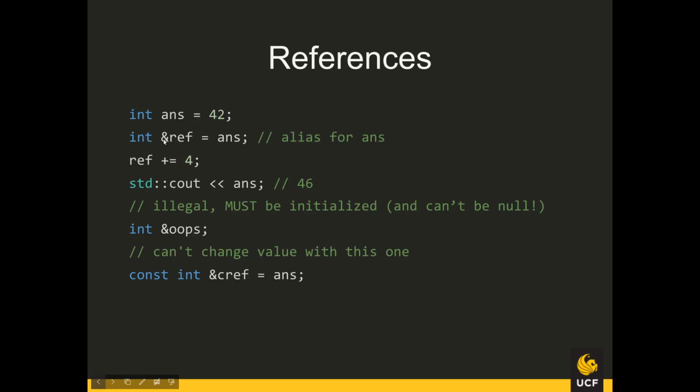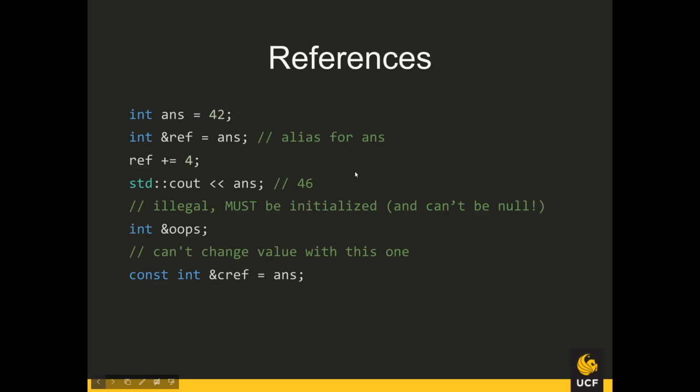So here, the ampersand means I want a reference, and then ref is the name of the variable. Now, after the statement, ref is an alias for ants. You can think of ref and ants as the same variable at this point, as they both refer to the exact same piece of memory where this 42 is stored. So if I do ref += 4, what I'm really doing here is ants += 4. So here I'm going to get 46 because I've just really incremented this by 4.